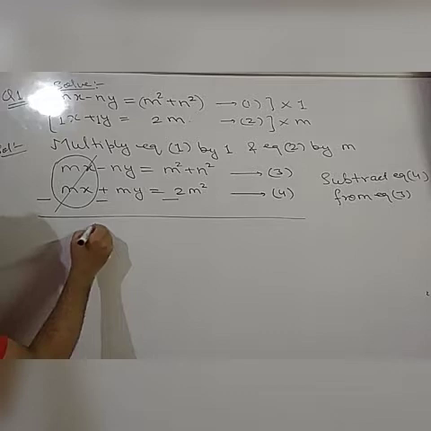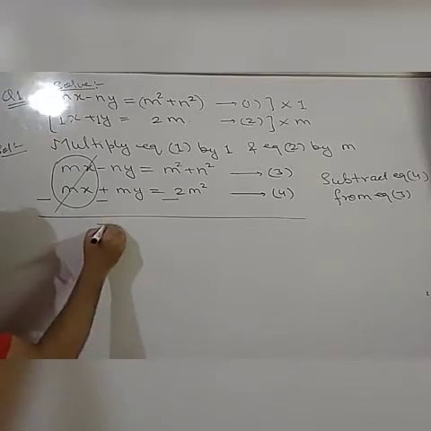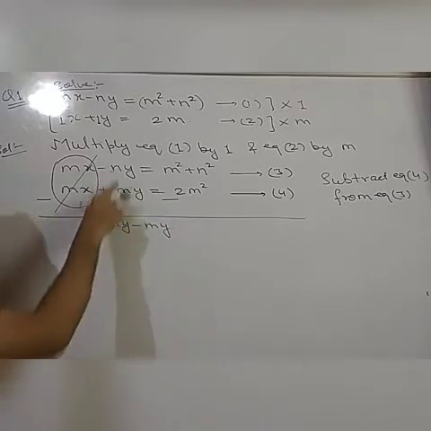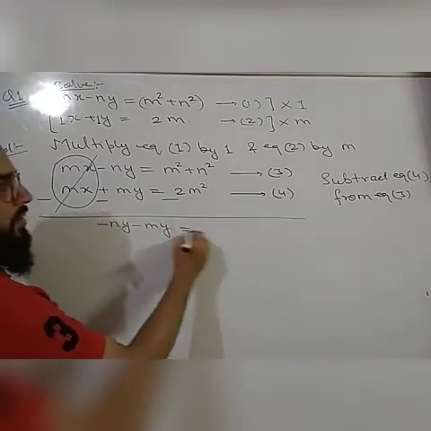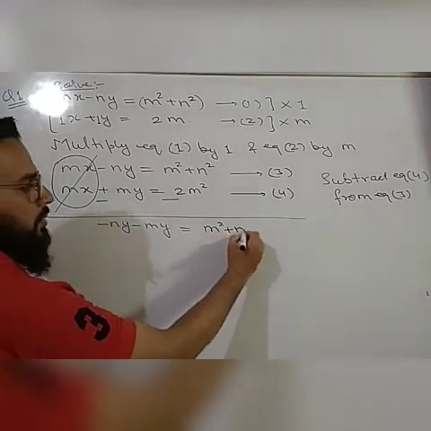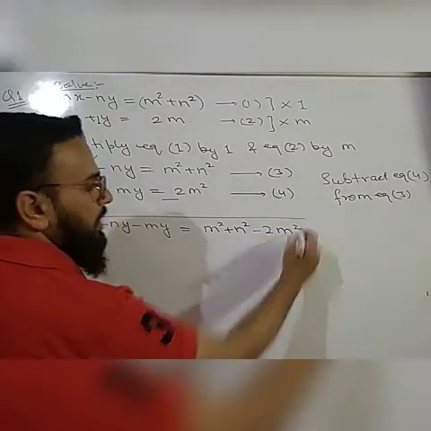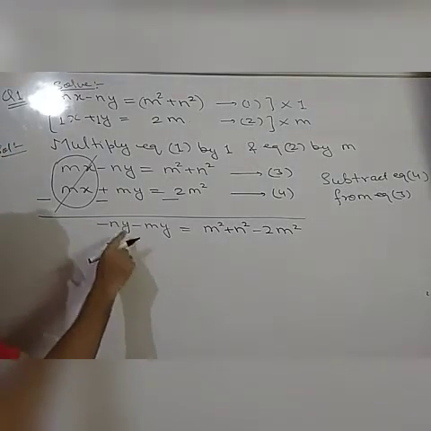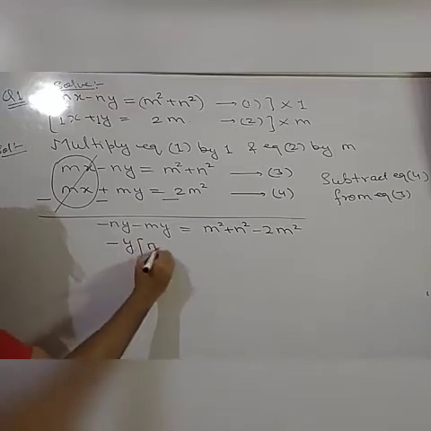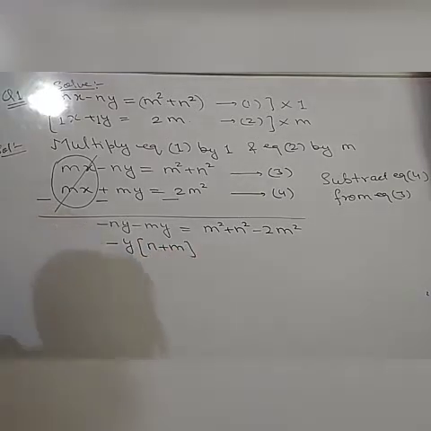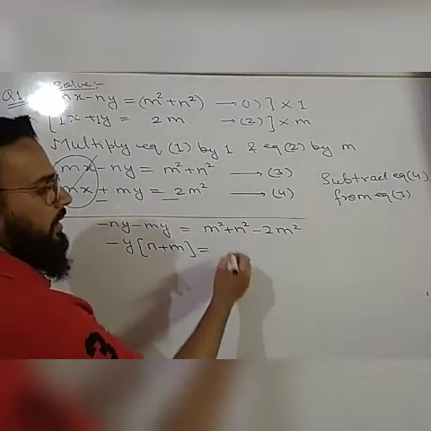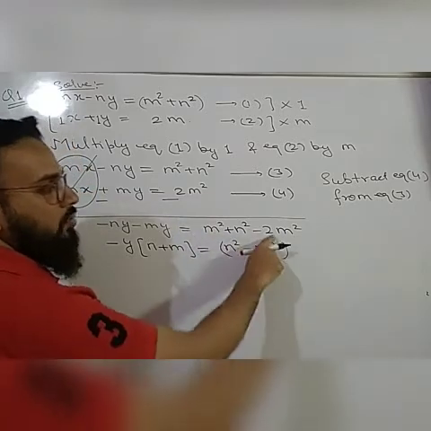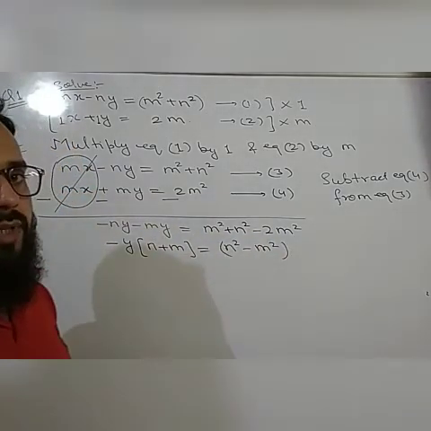Now how will you write this term? It will be minus ny, and it is minus my. Minus ny minus my will be equal to m square plus n square minus 2m square. Now taking minus y as common, it will be n plus m. What will happen this side? It will be n square minus m square, because plus m square minus 2m square will be minus m square.